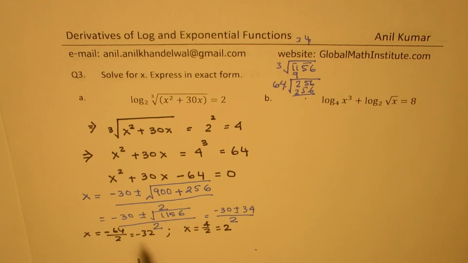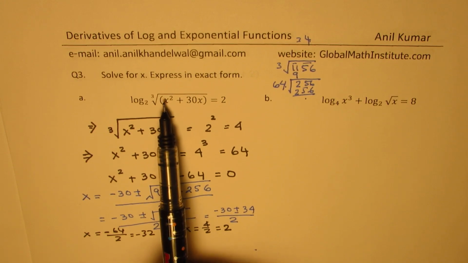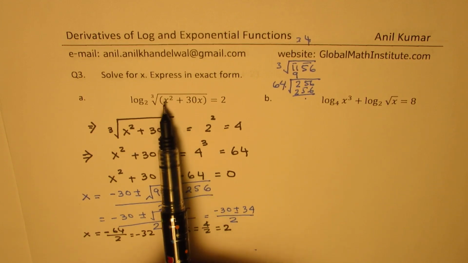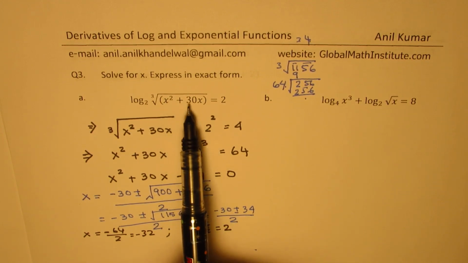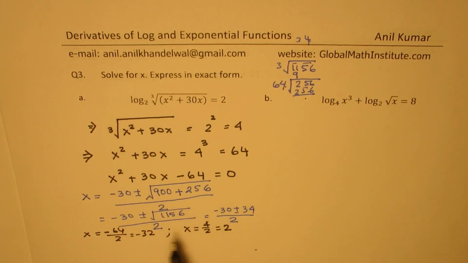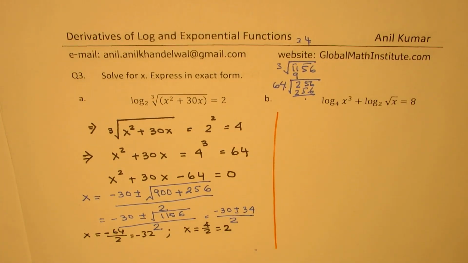Now, whether both are solutions or not, how will you figure this out? Well, let's look into the domain of this function. It is x squared plus 30x, right? If I substitute minus 32 here, do I get a positive number? Well, it is 30 times minus 32 plus 32 squared. So it is definitely a correct answer, right? It can work, because 32 squared is positive. So we have two solutions in our case, which are x equals minus 32 and x equals 2.